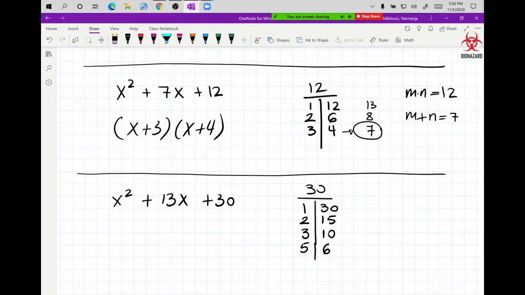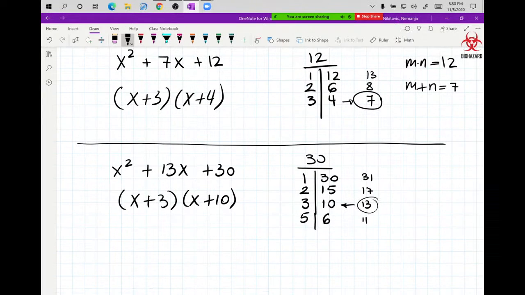Now, what do these numbers add to? This one adds to 31. This one adds to 17. This one adds to 13. Ding, ding, ding. There we go. x plus 3, x plus 10. The bottom one adds to 11, but who cares? So we were able to find, again, the sum.